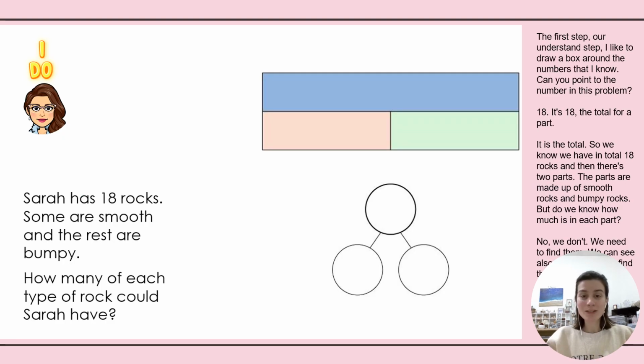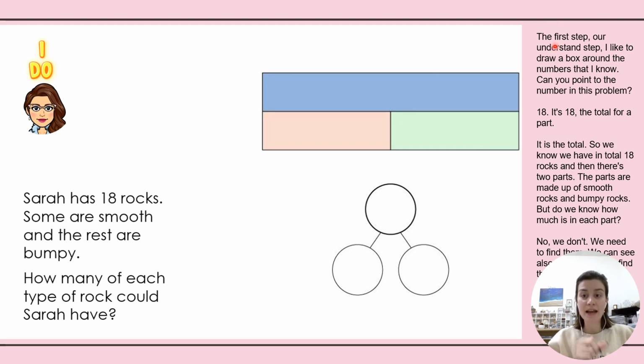All right, I'm going to model this in I do time, and then we are going to have some we do and you do time. It says Sarah has 18 rocks. Some are smooth and the rest are bumpy. How many of each type of rock could Sarah have?